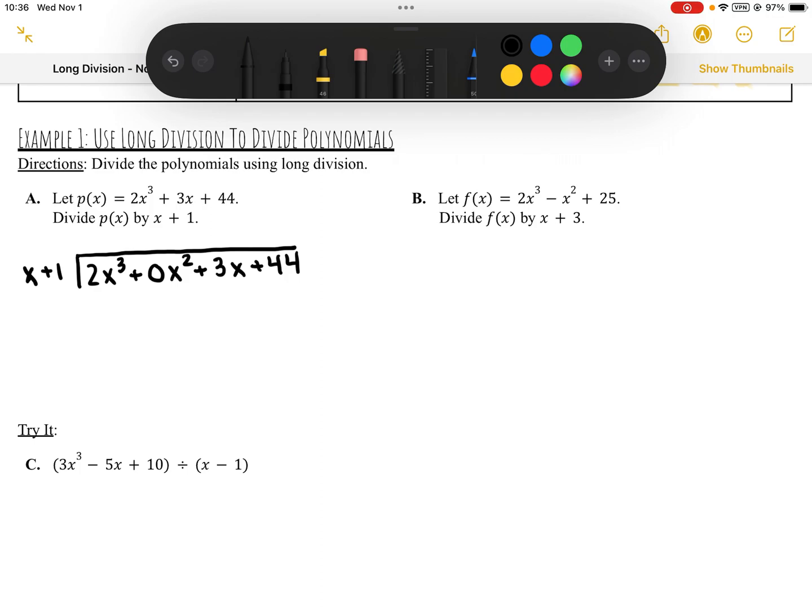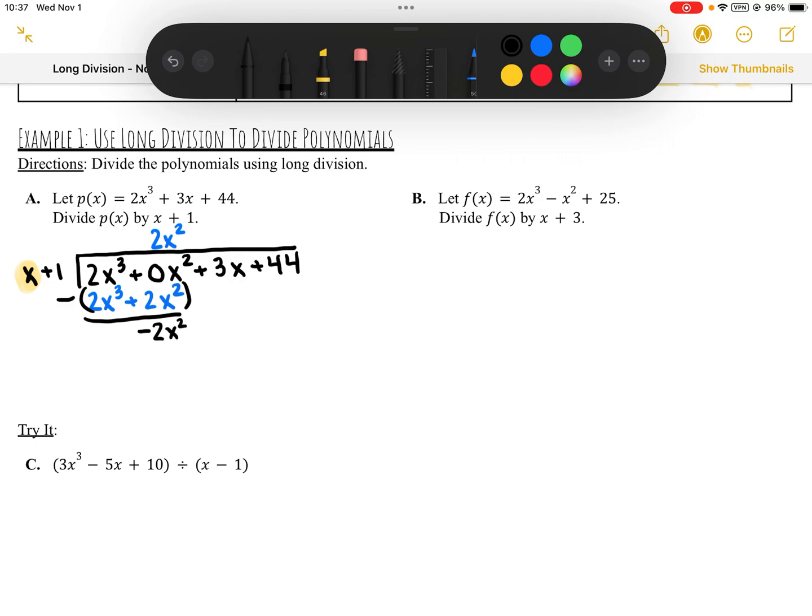Okay, so first, I need to look at this 2x cubed. I have to figure out what I need to multiply x by to get 2x cubed. And I need to multiply by 2x squared. So I'm going to write the 2x squared over the x squared piece. So 2x squared times x will give me 2x cubed. So I'm going to have 2x cubed, and then I need to multiply 1 by that. So 2x squared times 1 will give me 2x squared. So then from here, I am going to subtract. 2x cubed minus 2x cubed will give me 0. And then 0x squared minus 2x squared will give me negative 2x squared.